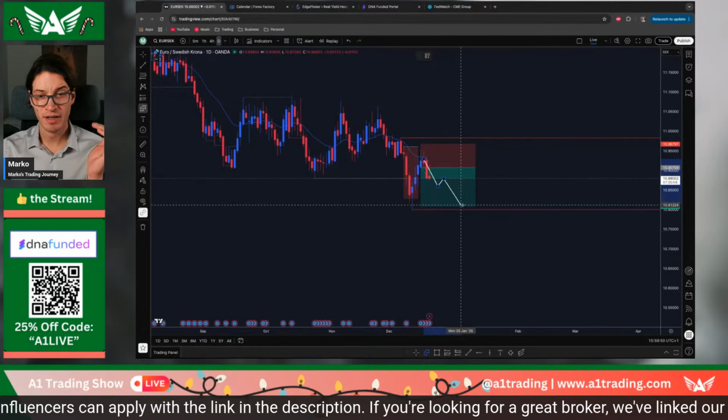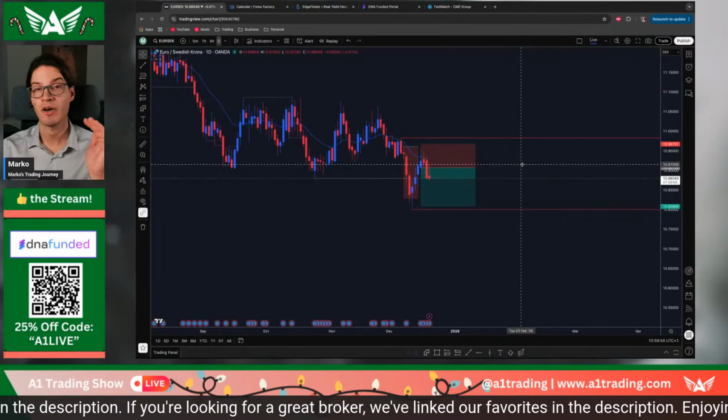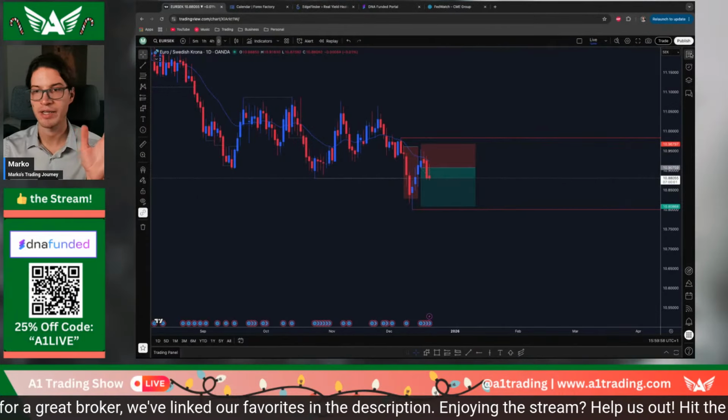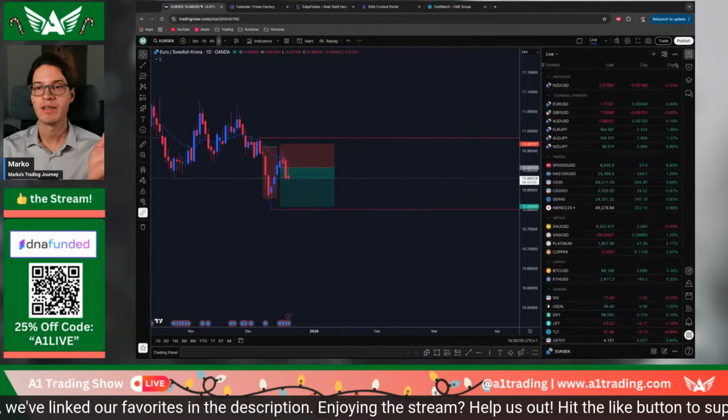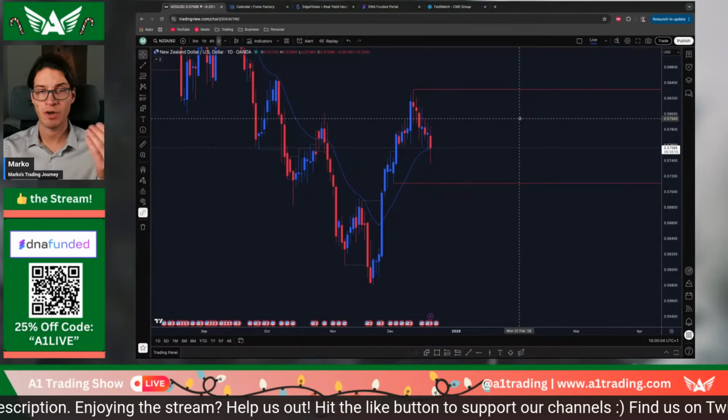So far, it's running a little bit of profit. This is very low risk, just an experimental position. And this was not a signal in the A1 Discord because, again, just an experimental position. I don't have a lot of confidence in it, so I don't want to place it as a signal. But this is the sort of stuff we talk about.